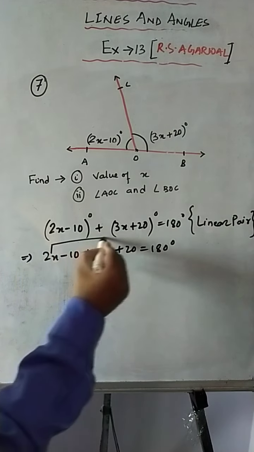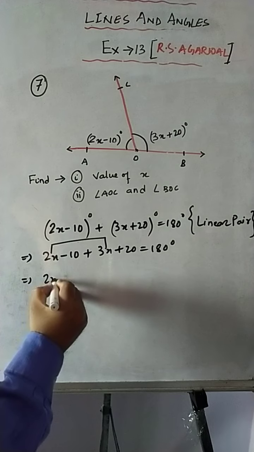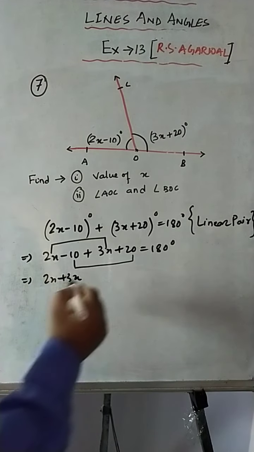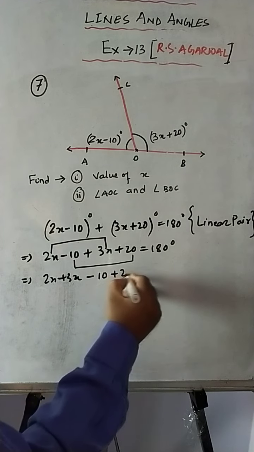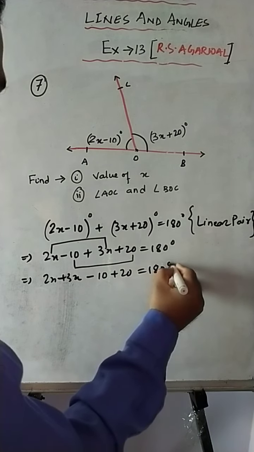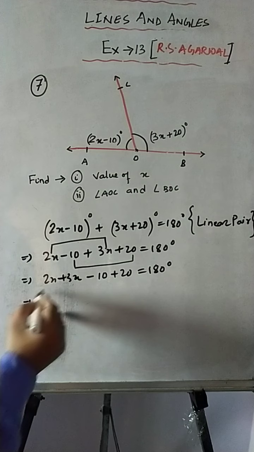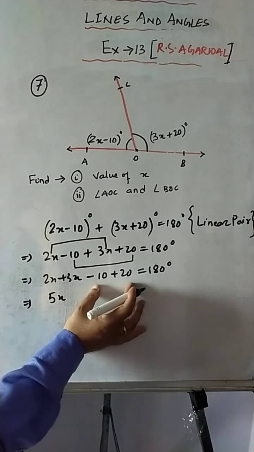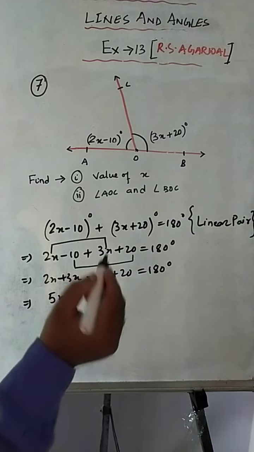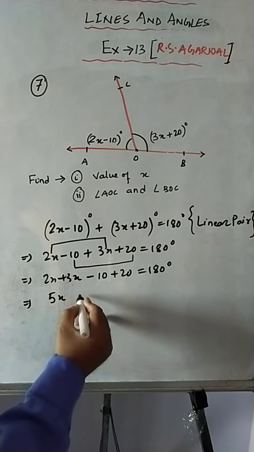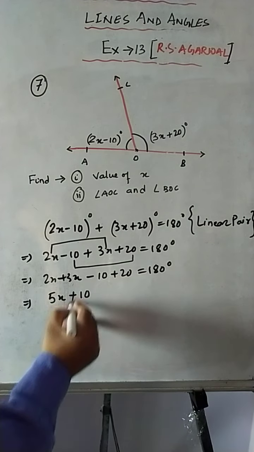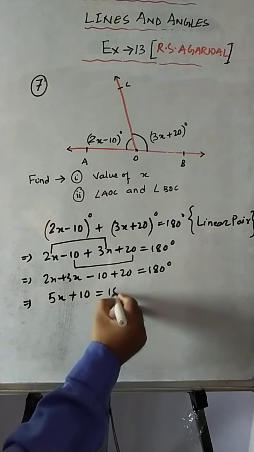Now we'll bring these two together, that is 2x plus 3x, and we'll bring the two constant terms together, minus 10 plus 20, equals 180 degrees. Adding 2x plus 3x gives 5x. For the constants, 20 minus 10 is 10. Which number is greater? 20, and it carries a plus sign, so we'll put a plus sign here. That equals 180 degrees.